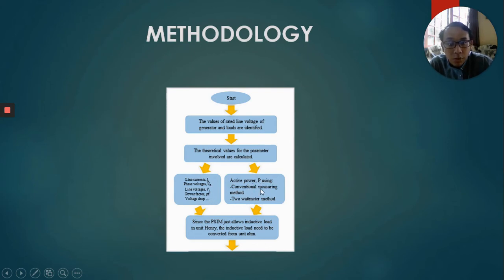And the active power is found using the conventional method and the measuring method, the 2 wattmeter method. Since the simulator accepts inductance only in Henry, the inductive load needs to be converted into the unit ohm. So we need to convert the inductive load to ohm first before we apply it in the simulator.